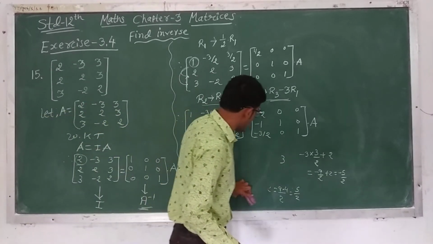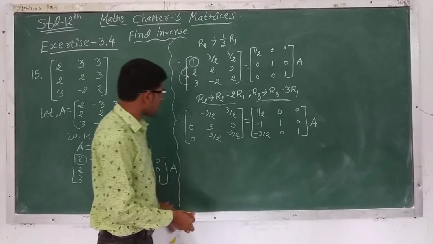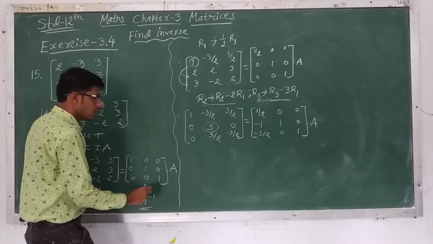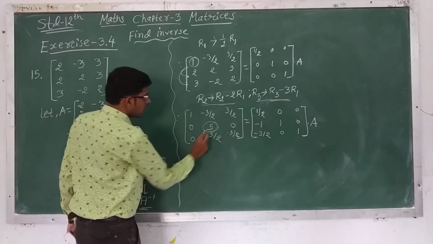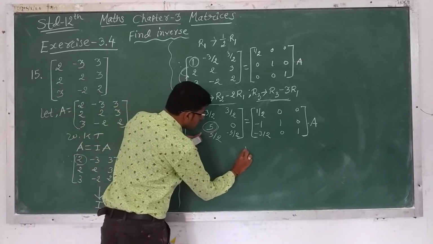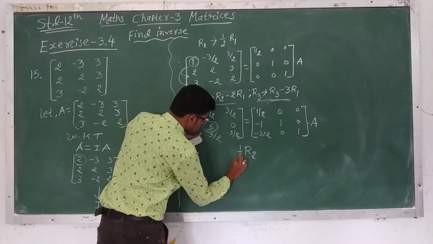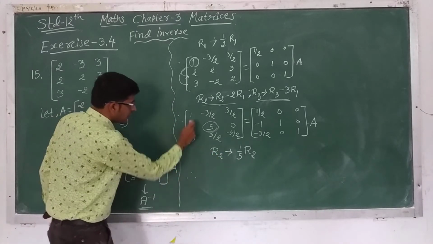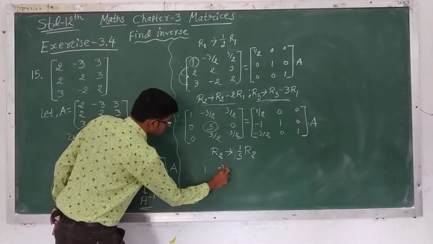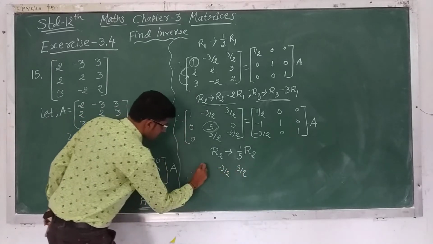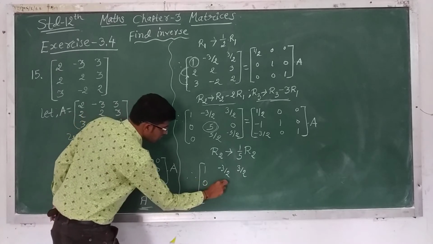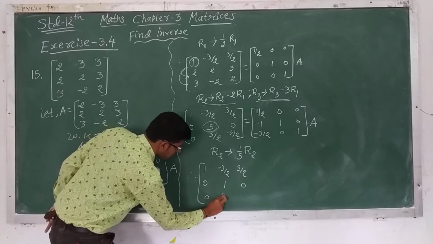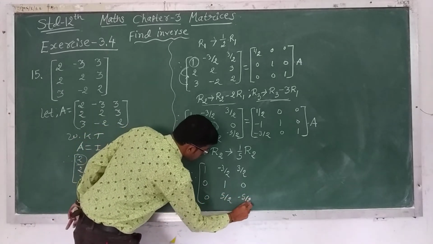Now what is our second goal? We have to make A22 element 1. So here 1 0 0. Next we have to make 5 will be 1. So simply we have to divide by 5 to R2. So whatever, first and third row as it is: 1, minus 3 by 2, 3 by 2. Now divide by 5. So 0, 5 divided by 5, 1, 0. Third row as it is: 0, 5 by 2, minus 5 by 2.